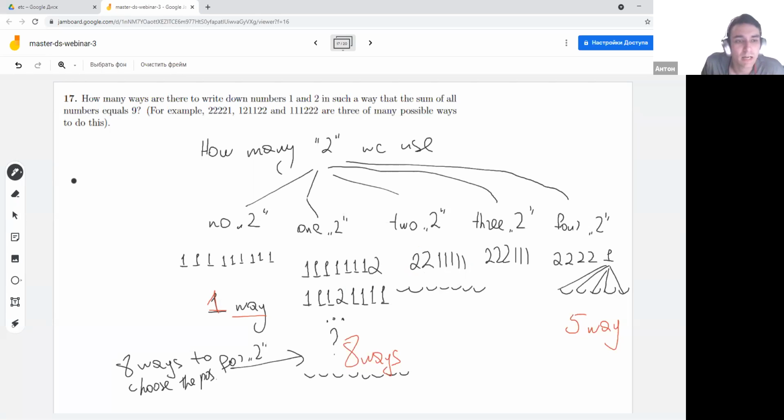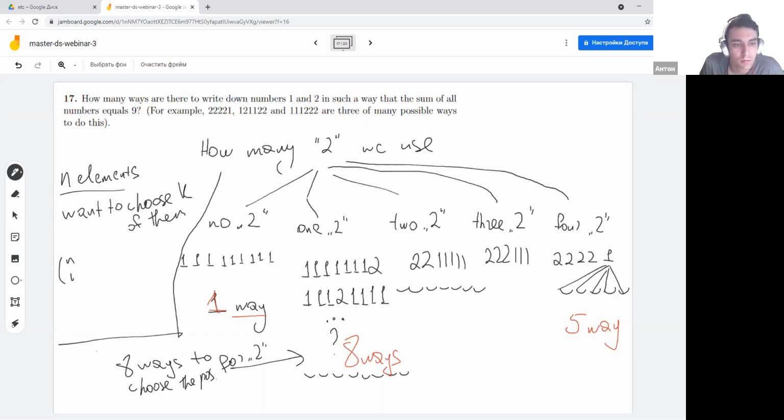So in general, if you have n elements and want to choose k of them, then the number of options you have is denoted like this, or in Russian tradition like this, and can be computed using this formula, where factorial is just the product of all numbers from 1 to n. So this is a basic combinatorial formula.